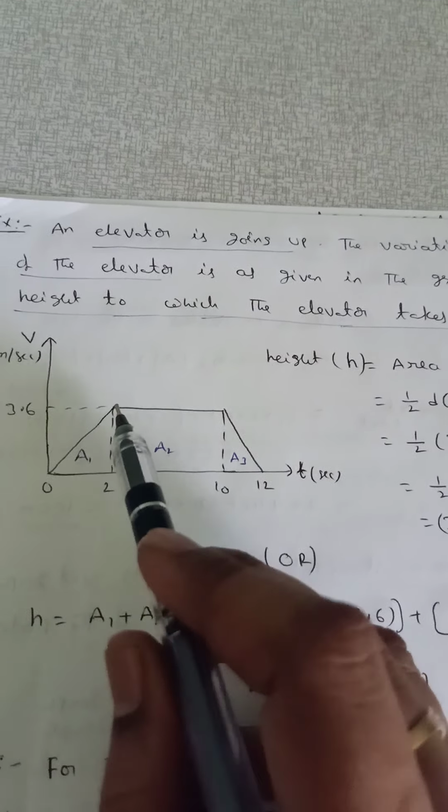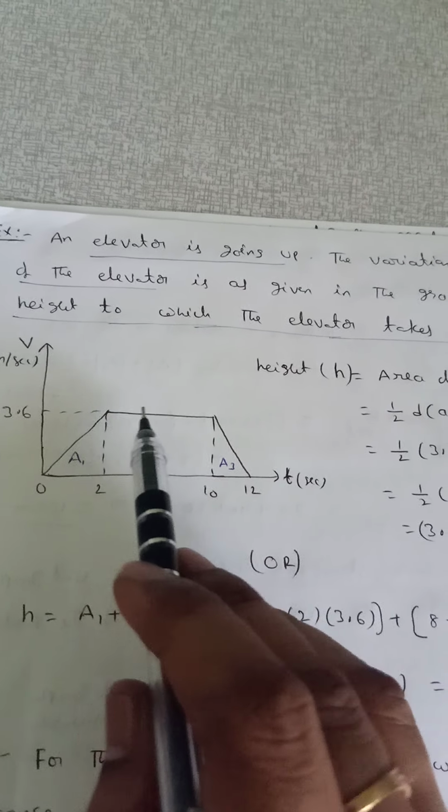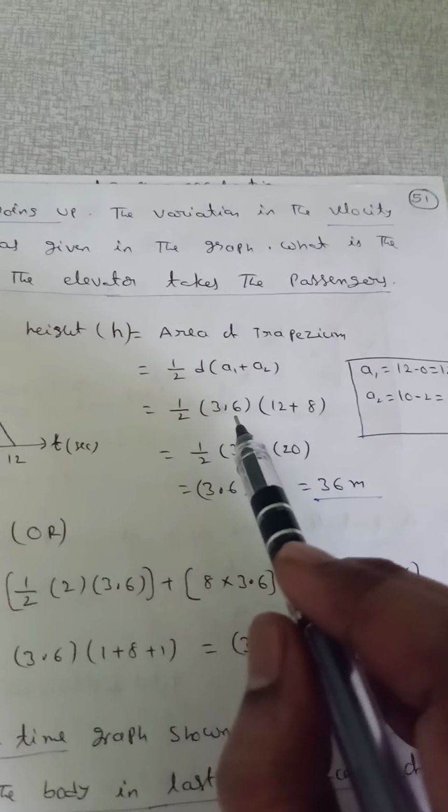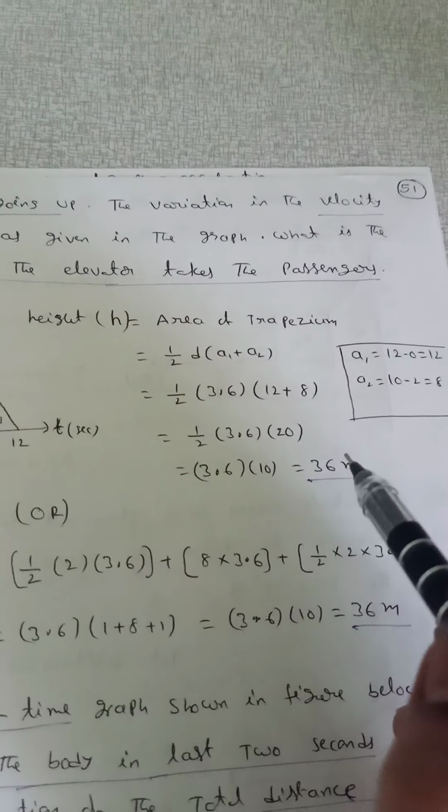d is 3.6. a1 is 12, the difference. a2 is 10 minus 2, which is 8. That means half into 3.6 into 12 plus 8, just 36 meter.